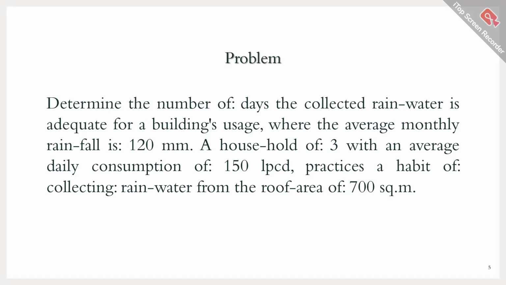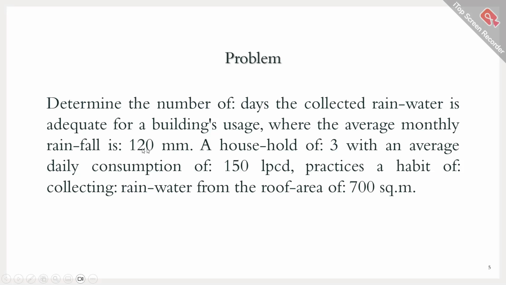Today is Vijay Dashami, and the last session of the water supply sanitation and drainage course AR18. So we'll start the last session with a very interesting problem today. The problem is as follows. Determining the number of days the collected rainwater is adequate for a building's usage, where the average monthly rainfall is 120 millimeter. A household of 3 with an average daily consumption of 150 LPCD practices a habit of collecting rainwater from the roof area of 700 square meter. You have to calculate the number of days.